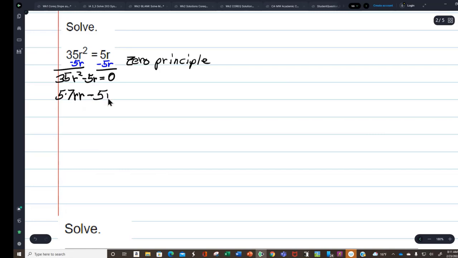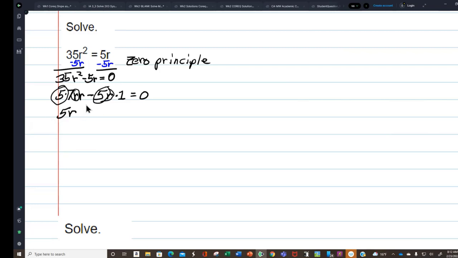Five times R, and I better put a 1 in, equals 0. Both terms have a 5 and an R. So 5R is my greatest common factor, called a GCF. And then we make empty parentheses and equals 0. And what I do here is I write the leftovers.